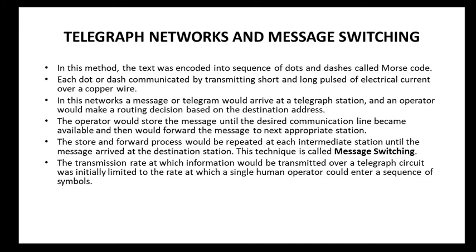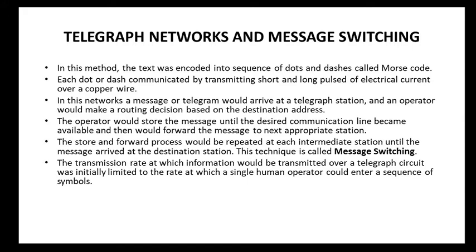And in this network, a message or telegram would arrive at a telegraph station and an operator would make a routing decision based on the destination address. The operator would store the message until the desired communication line became available and then would forward the message to the next appropriate station. The store and forward process would repeat at each intermediate station until the message reached the destination station. So this technique will be called message switching.